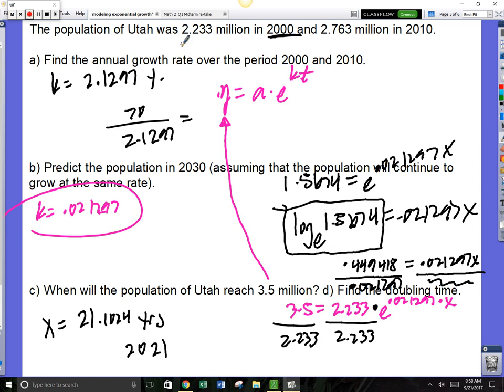70 divided by 2.1297, it's going to be 32.8 years for that population to double.